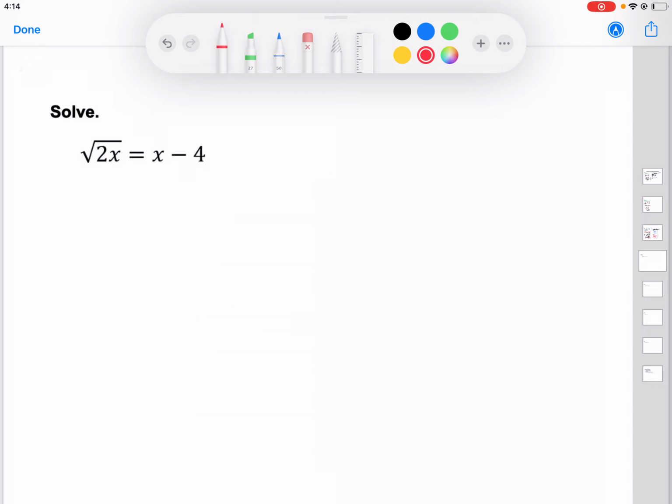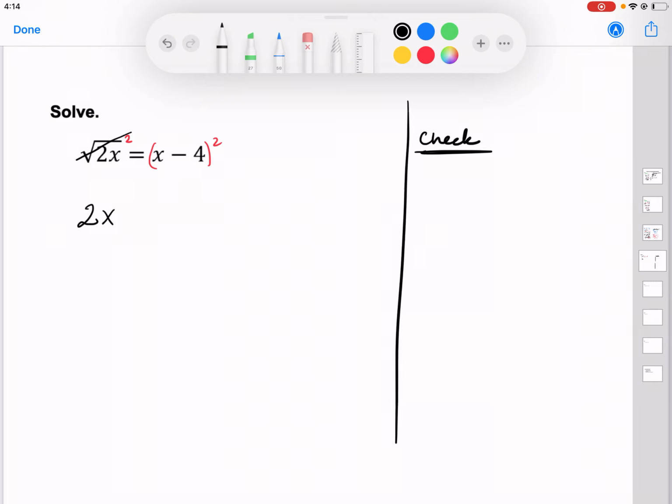Okay, same idea. So we've already got a square root. I'm going to go ahead and square both sides. So I have 2x. When I say it's a square root, I should back up. Because there is a square root and it was already isolated, we can go ahead and square both sides. And also because there's a square root, we will have to check our answer at the end. So I'm just going to note that for extraneous solutions.